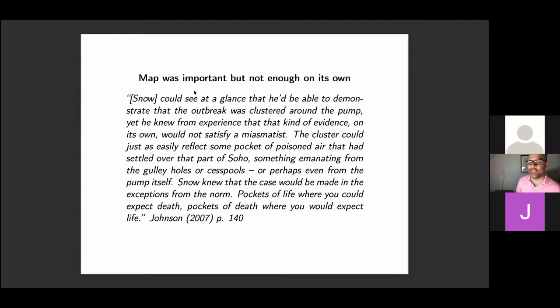Johnson writes, Snow could see at a glance that he'd be able to demonstrate that the outbreak was clustered around the pump, yet he knew from experience that that kind of evidence on its own would not satisfy a miasmus. The cluster could just as easily reflect some pocket of poisoned air that had settled over that part of Soho, something emanating from the gully holes or the cesspools, or perhaps even the pump itself. Snow knew that the case would be made in the exceptions from the norm, pockets of life where you could expect death, pockets of death where you would expect life.